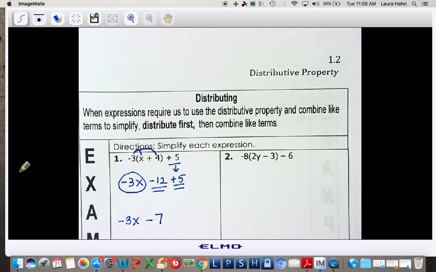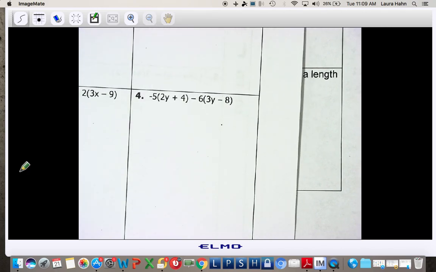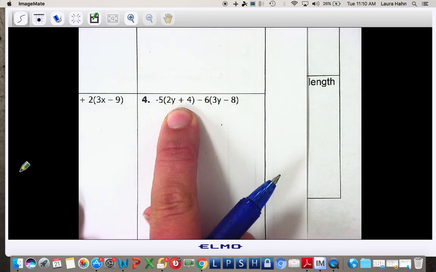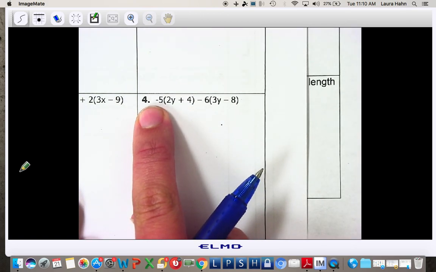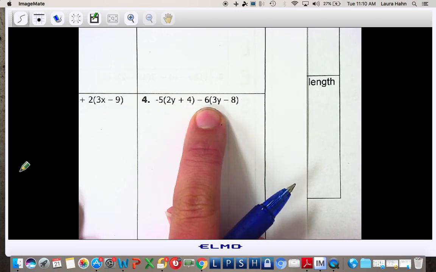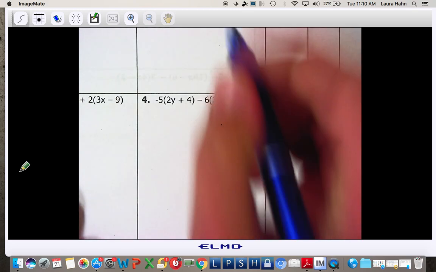Let's do number 4, and then we can call it quits. On this one, I see 2 different sets of parentheses with the number out front. This set of parentheses has a negative 5 out front, so I need to multiply by negative 5. In front of this one, I see a negative 6, so I need to multiply everything in this set of parentheses by negative 6. We'll do one at a time.